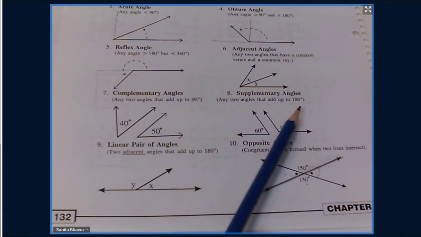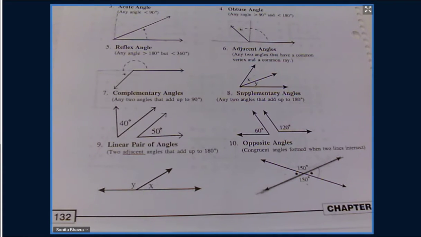Next are supplementary angles. These are any two angles that add up to 180 degrees. So this example, 60 plus 120 adds up to 180 degrees, so therefore they are supplementary angles.